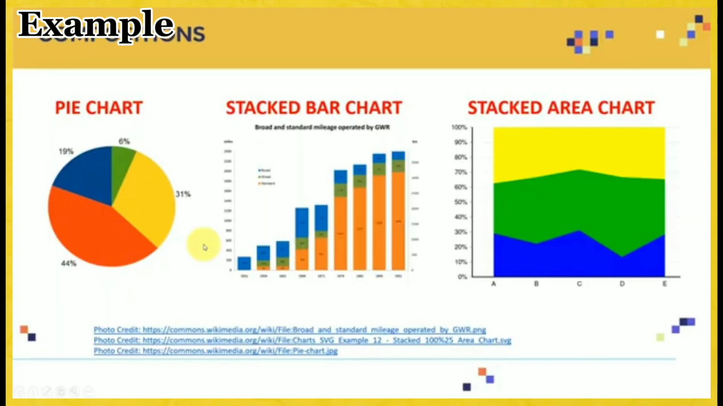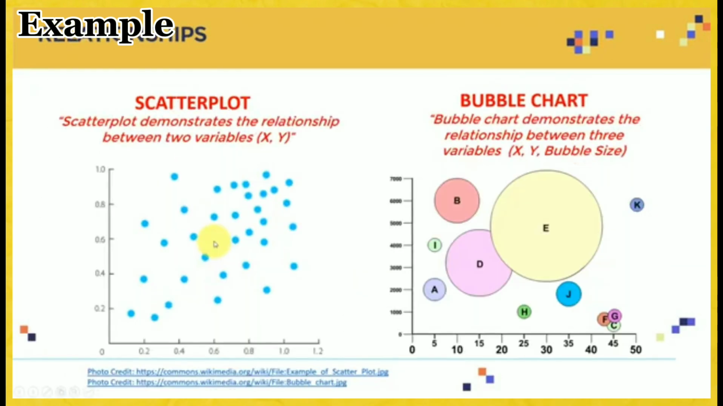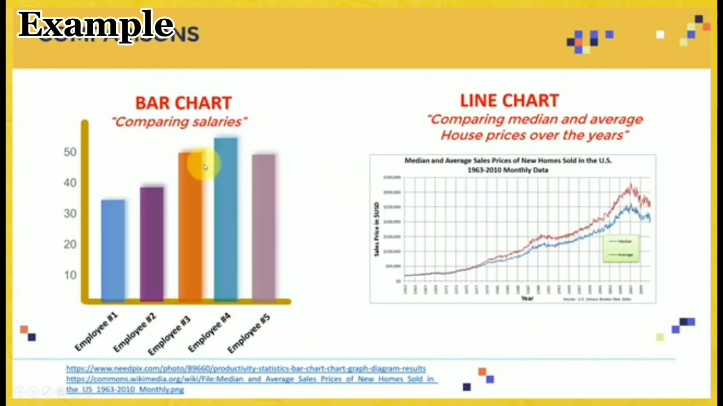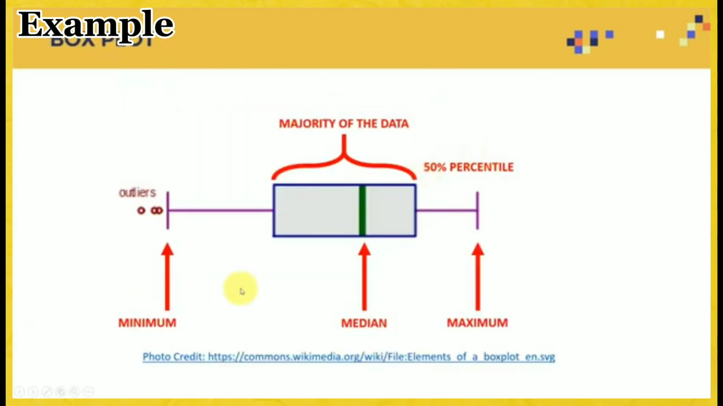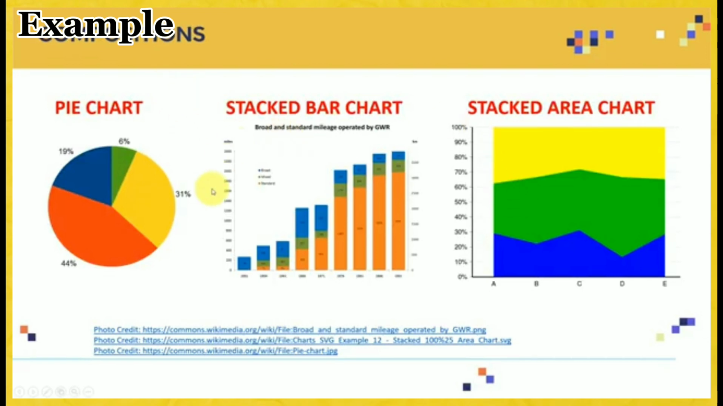All right, that's all I have for this lecture. I hope you enjoyed it. Again, please bear in mind that I have relationships, such as scatter plot and bubble chart. I have comparisons, such as bar chart and line chart. I have distributions, such as histograms and box plots. And here I have compositions, including pie chart, stacked bar chart, and stacked area chart as well.